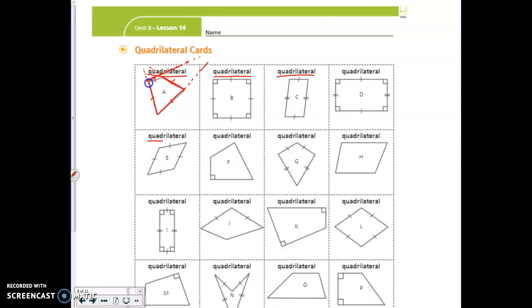So that means that this shape is neither a parallelogram or a trapezoid, and the only category we can place this shape into is the 4-sided quadrilateral. All right, let's jump across to letter B.